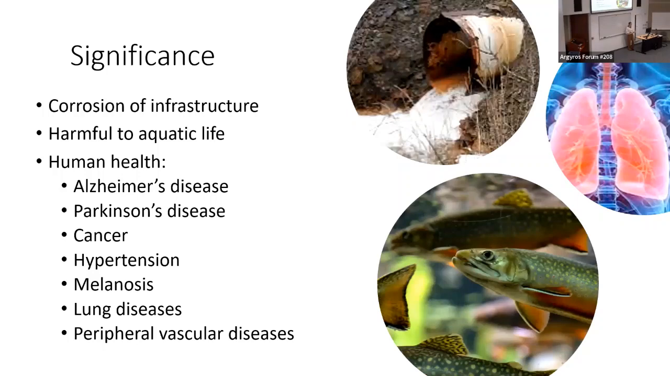So the significance: why does this acid mine drainage matter? In the top image is an example of how all this acidity building up causes corrosion of infrastructure, causing a lot of rust to take place on different materials. It's also super harmful to surrounding populations and to human health. Copper and zinc specifically can cause increases in Alzheimer's disease, Parkinson's, cancer, hypertension, melanosis, lung diseases, and peripheral vascular diseases. Additionally, these higher concentrations of metal are really toxic to the aquatic environment and can cause a lot of fish to die and cause a really big issue in these aquatic areas.